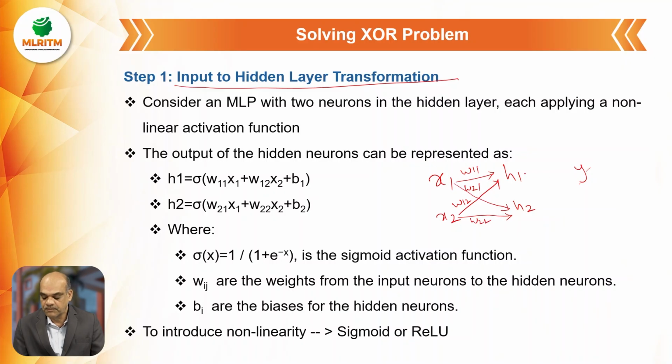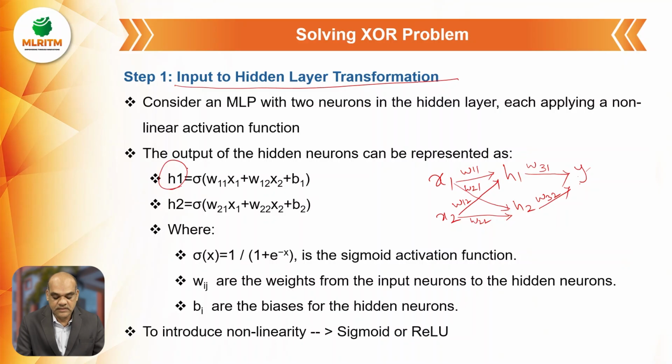In the same manner, H1 to Y, this is the second step. Whatever output we have at H1 will be transmitted as an input for the output layer. Whatever output we got at H2 will also be transmitted as an input. For example, this weight we consider W31 and this weight W32.